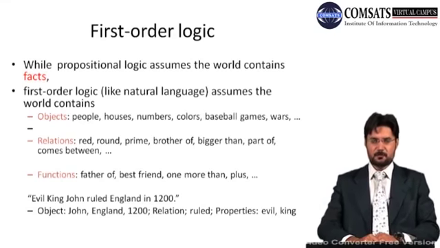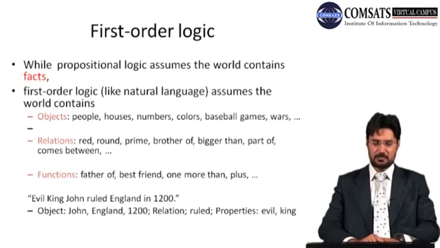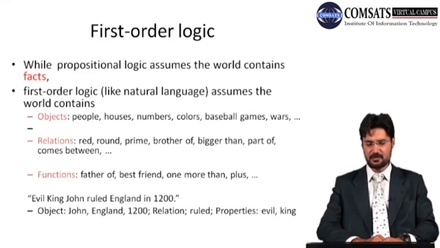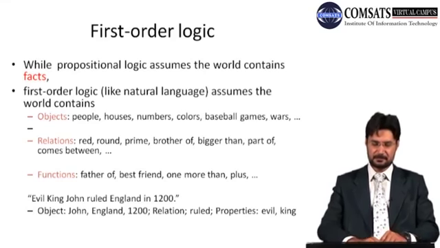So in first order logic, now we have multiple things. How can we say it? We think about everything as an object. So if we have an object, objects are like people, houses, numbers, colors, baseball games, wars, or any other kind of things. We call it an object. And then what will happen if we have objects? Then there will be relationships between different objects. The relationships we can define as red, round, prime, brother of, bigger than, part of, comes between. So there can be many possible relations.